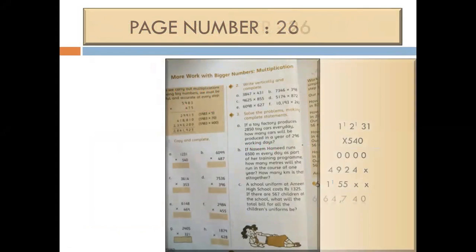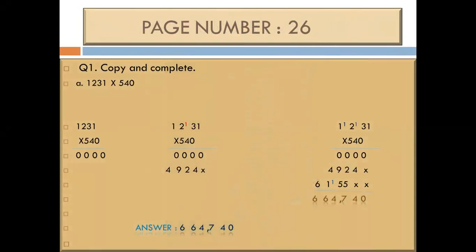Let's come to the question, copy and complete. There are 3 questions on this page. In question 1, parts A to E are included. Same in question 2, parts A to E are included. And in question 3, there are only 3 parts, A, B and C. The first part is 1231 multiplied by 540. We multiply 1231 with the 3-digit number 540.